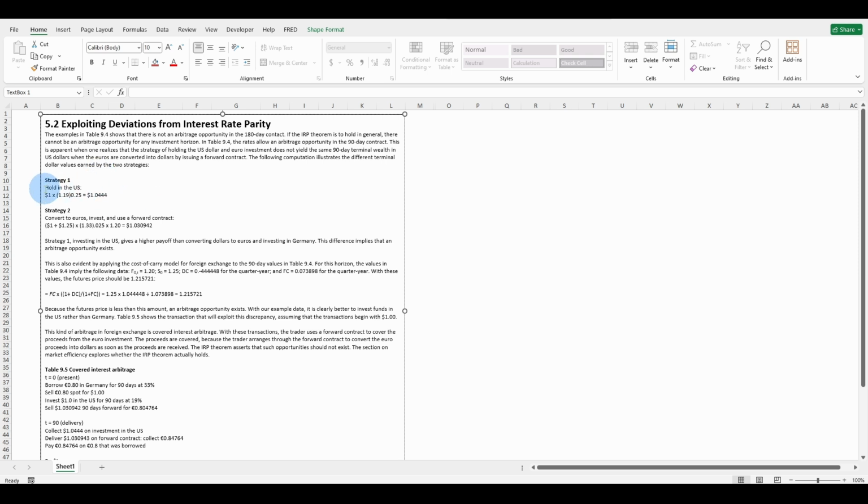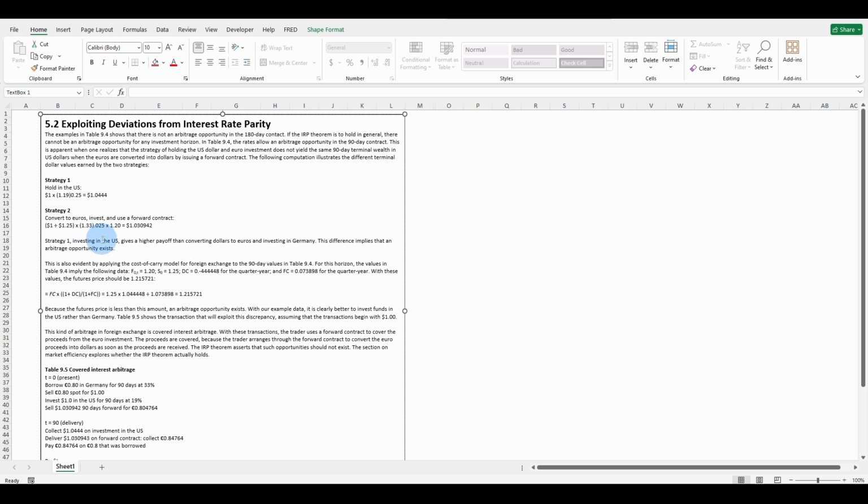So in this particular case, we hold in the US. So we get 1 times 1.19 to the 0.25 is equal to 1.044. Convert to euros, invest, and use a forward contract. 1 divided by 1.25, that's the spot rate, times 1.33, that'll be the 90-day rate, to the 0.25, times 1.2, which is the other rate, which is 1.03942. That's the price there. Strategy 1, invest in the US. Here's the pricing if you hold in the US. If you convert it over, it's 1.030942.